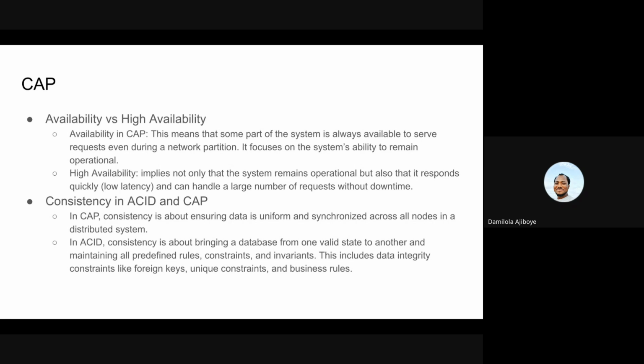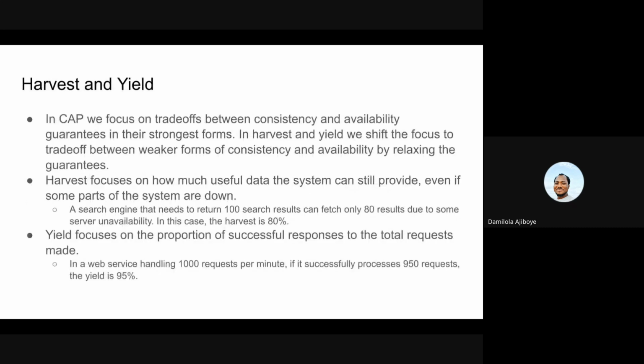Then consistency in ACID and CAP, I think we've gone through that. Consistency in CAP is about making sure that the data, the replicas, are uniform and synchronized, while in ACID it is about keeping the invariants and constraints. So now let's look at harvest and yield.